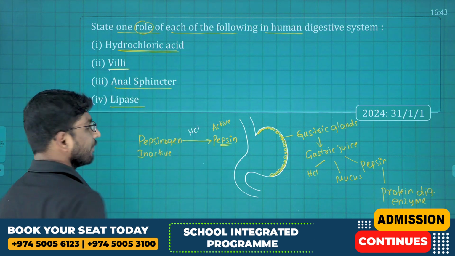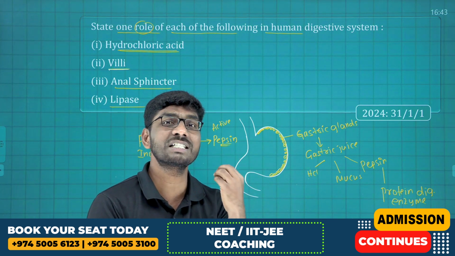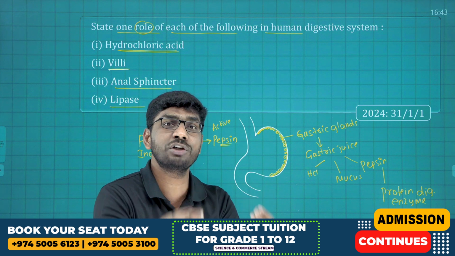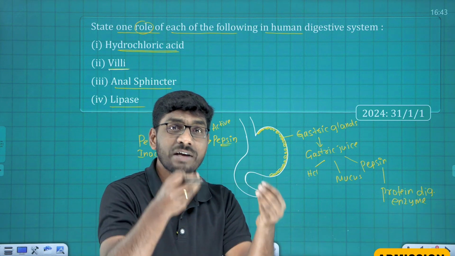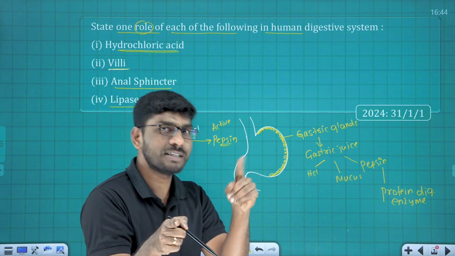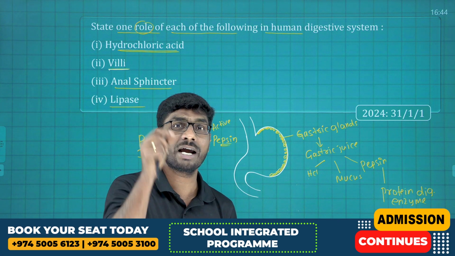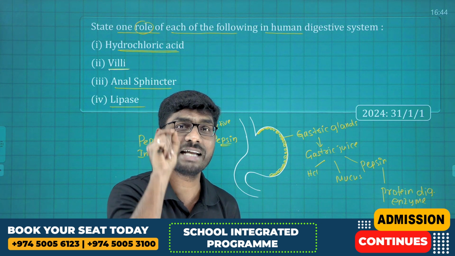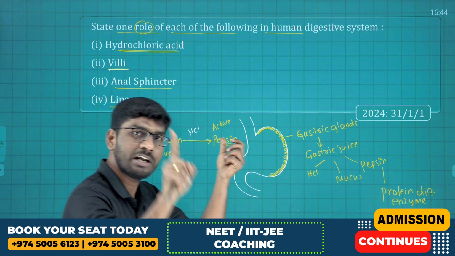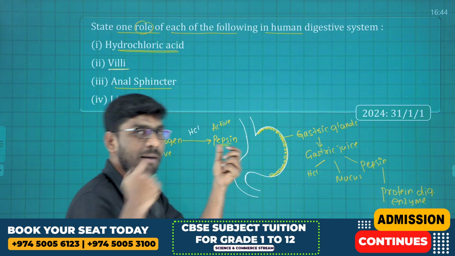Number 2, villi. We know that in the small intestine wall, there are numerous finger-like projections called villi. These numerous finger-like projections increase the surface area for more and more absorption. That's why in the small intestine, food undergoes complete digestion and absorption. So the villi's role is to increase the surface area for more and more absorption.